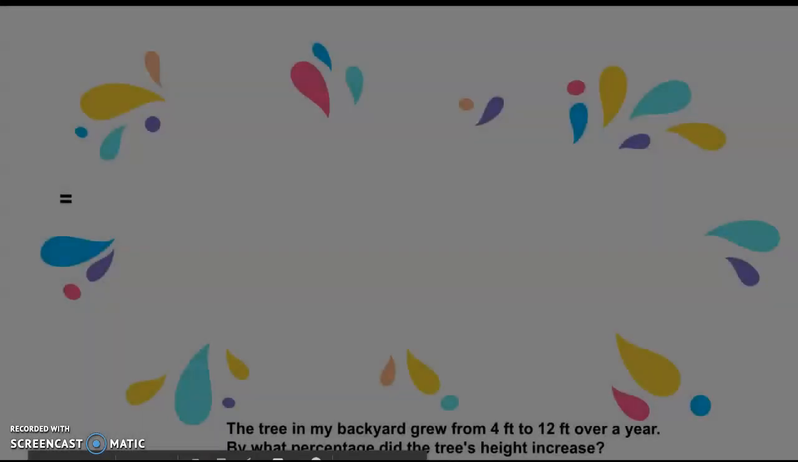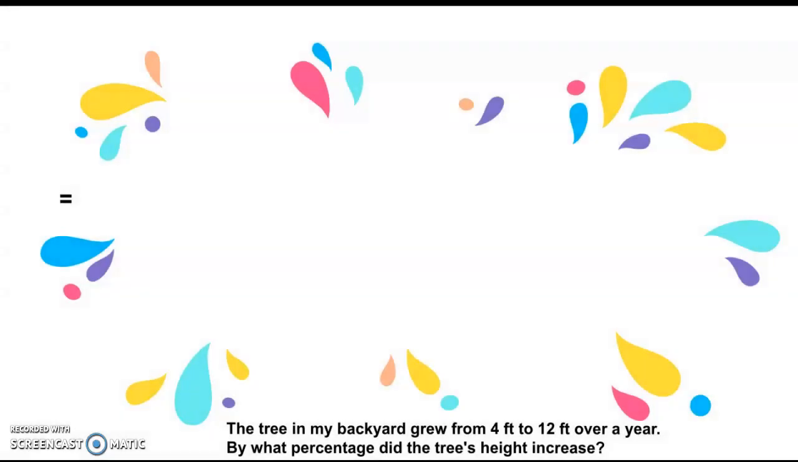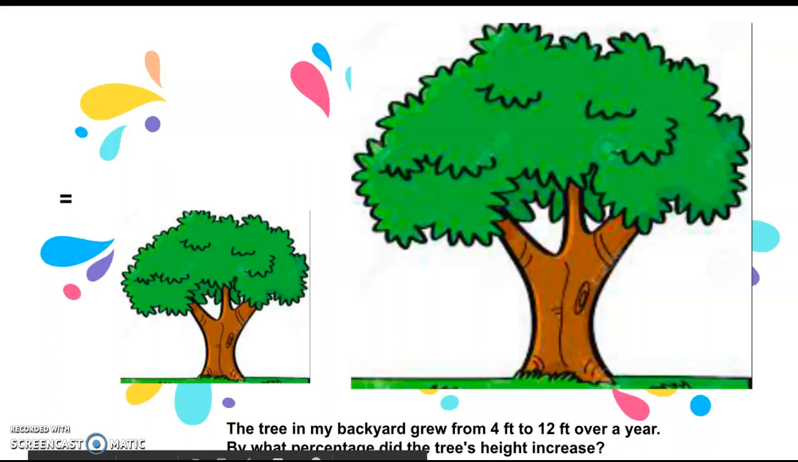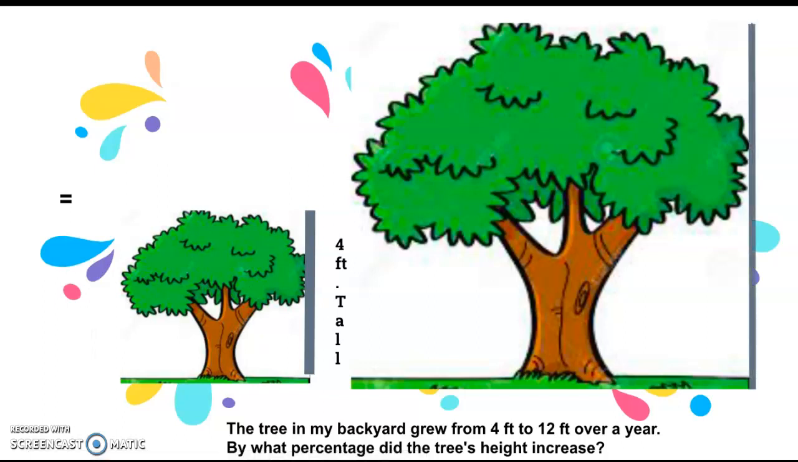So let's get started with a few examples. First example, the tree in my backyard grew from 4 feet to 12 feet over a year. By what percentage did the tree's height increase? Well, here are my trees. First, remember it started out at 4 feet tall, and over the period of a year, it increased to 12 feet tall.